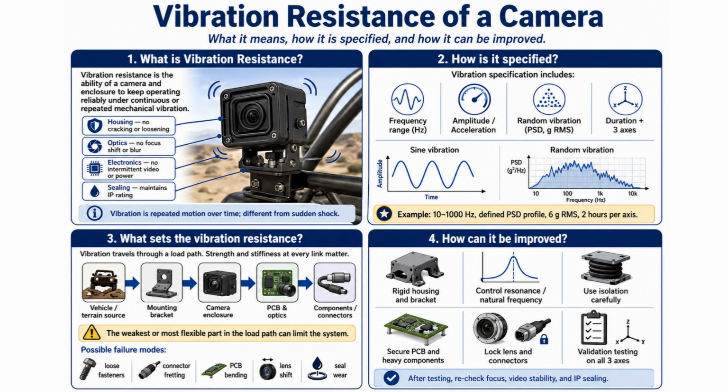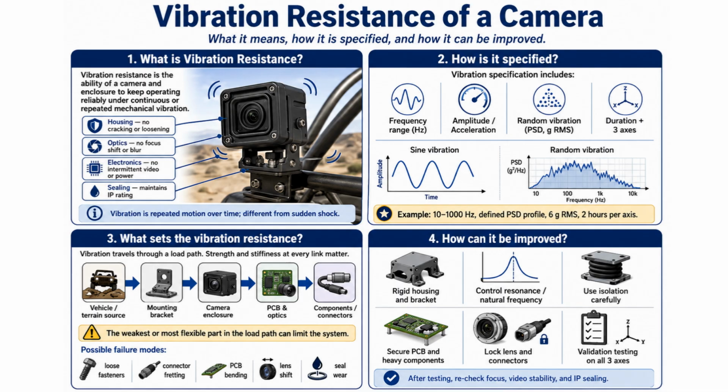Let's look at one last durability factor for a camera: vibration resistance. Vibration resistance describes how well a camera and its enclosure continue operating under repeated mechanical movement. Unlike shock, which is a sudden impact, vibration acts continuously over time. For a vehicle camera, this may come from rough terrain, wheels, tracks, motors, or the mounting structure. Vibration is specified using the frequency range, vibration amplitude or acceleration, random vibration levels such as PSD and GRMS, test duration, and all three axes.